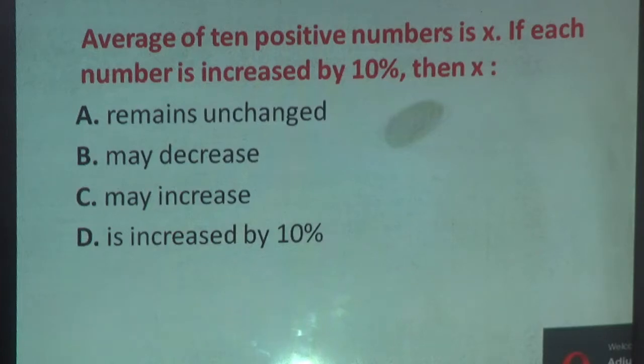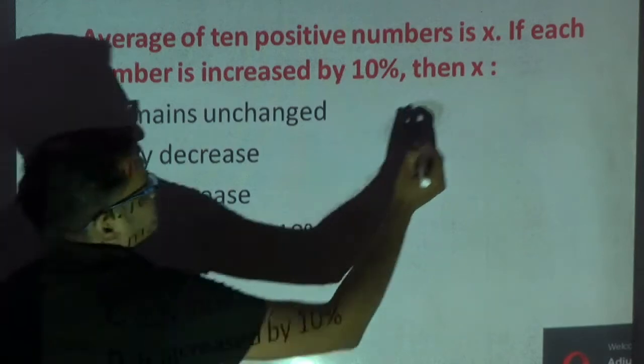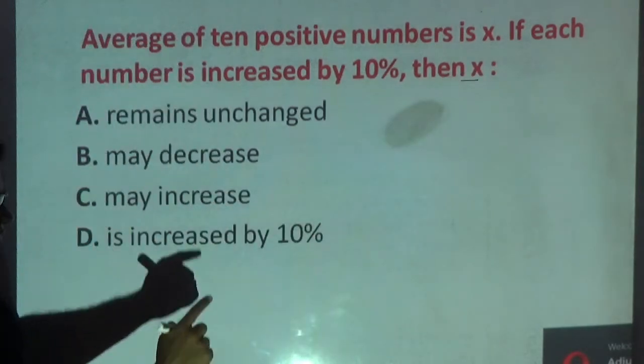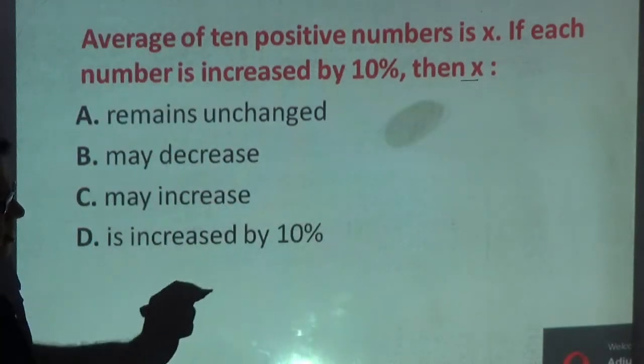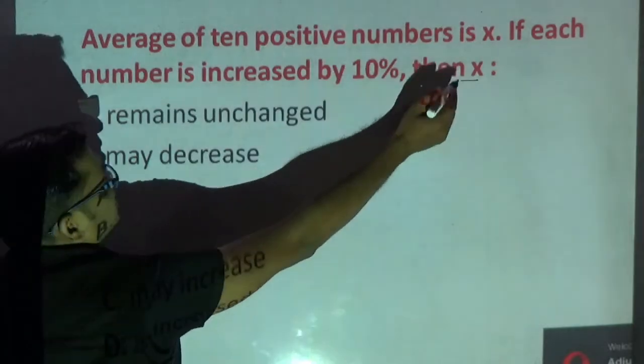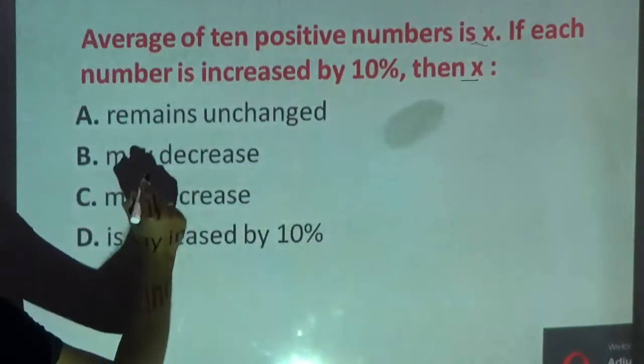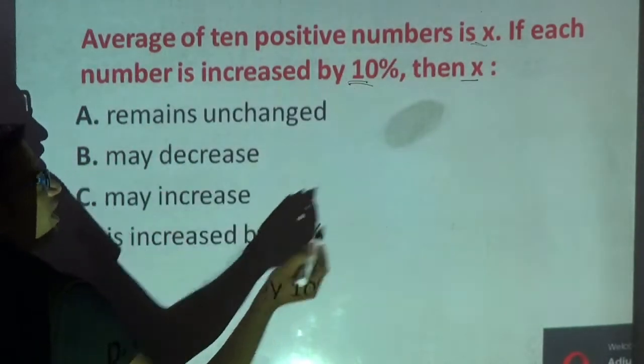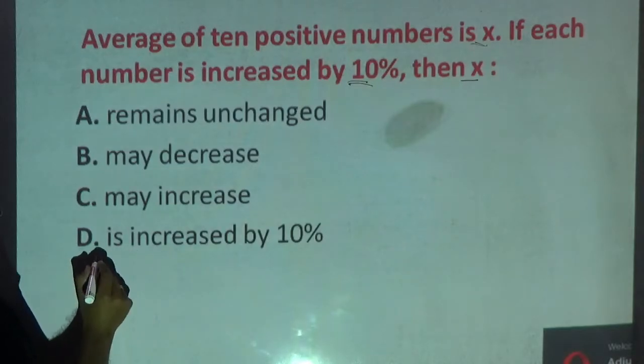Now, the next problem: the average of 10 positive numbers is x. If each number is increased by 10%, then x will become how much? They are asking, what is x here? X is the average. I already explained to you, if each number is increased by a certain quantity, the average also increases by that quantity.